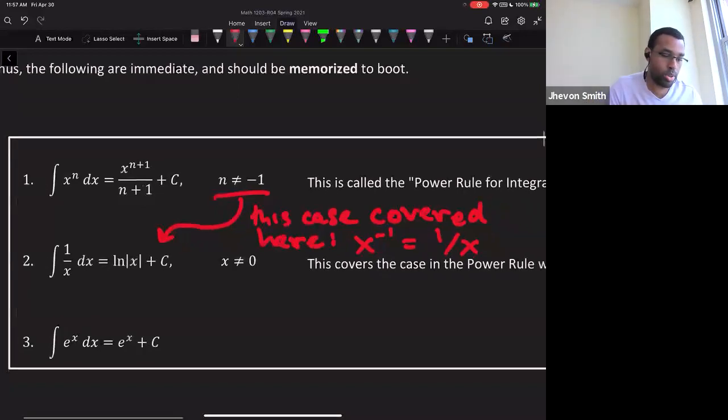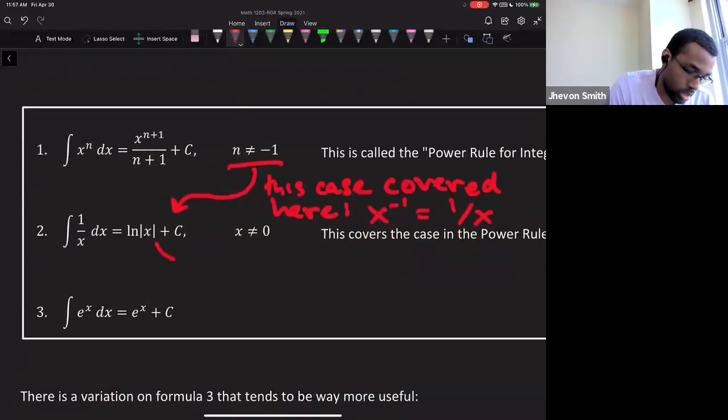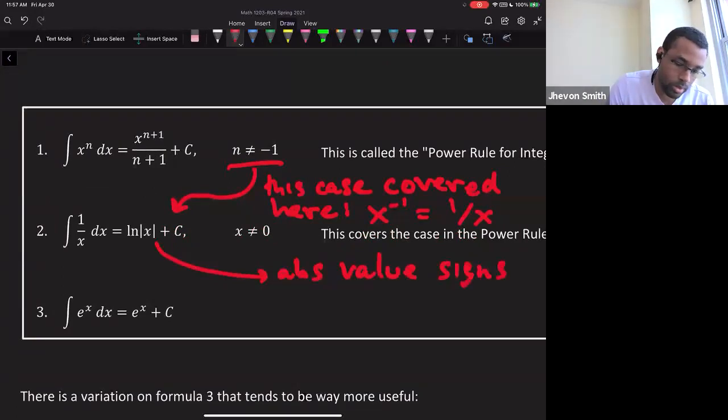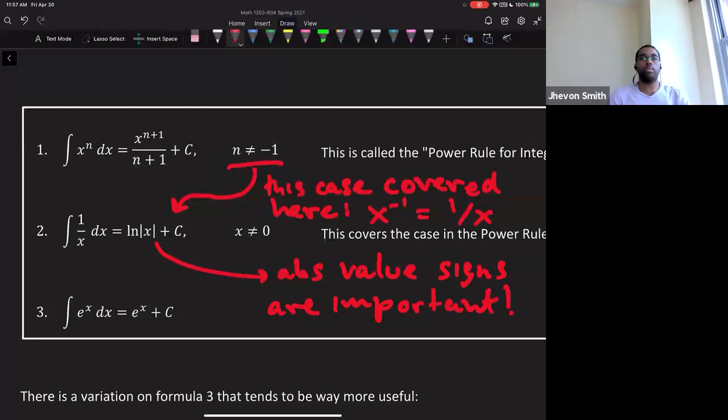However, I want you to appreciate that the absolute value signs are important here. Why is there an absolute value sign? Well, when we're differentiating ln x, to even work in ln x, the x had to be positive in the first place. But if I'm given the function 1 over x, there's no requirement that the x has to be positive. It's allowed to be negative. So how would we deal with the negative side of this graph? It turns out that taking the absolute value of the x actually covers this.